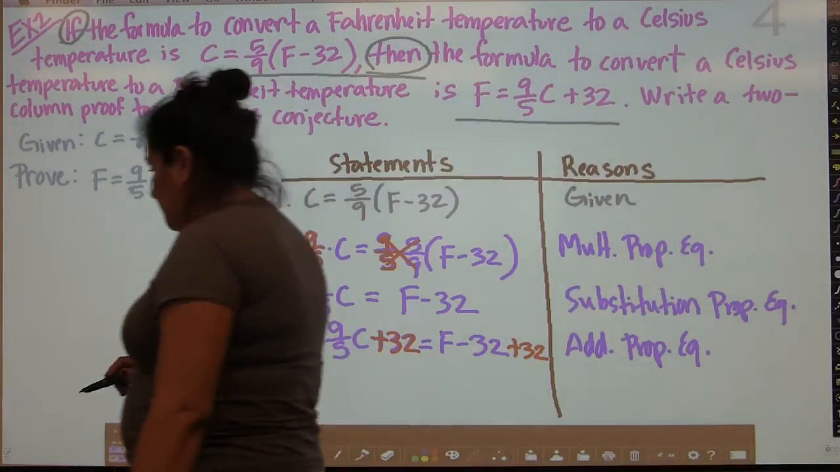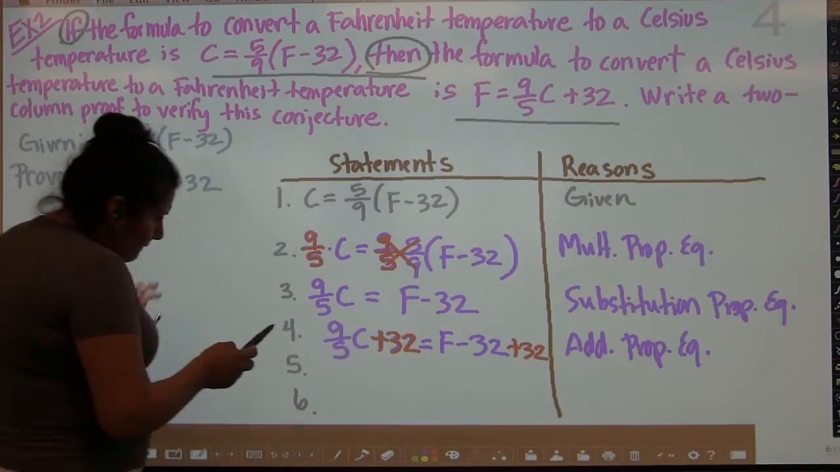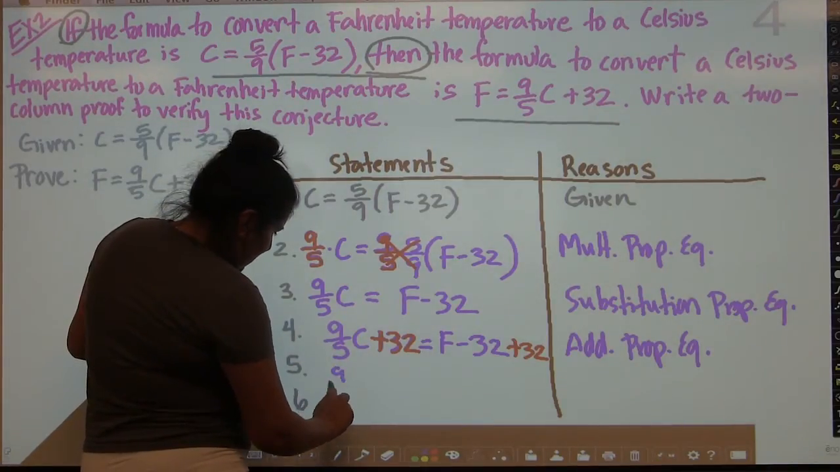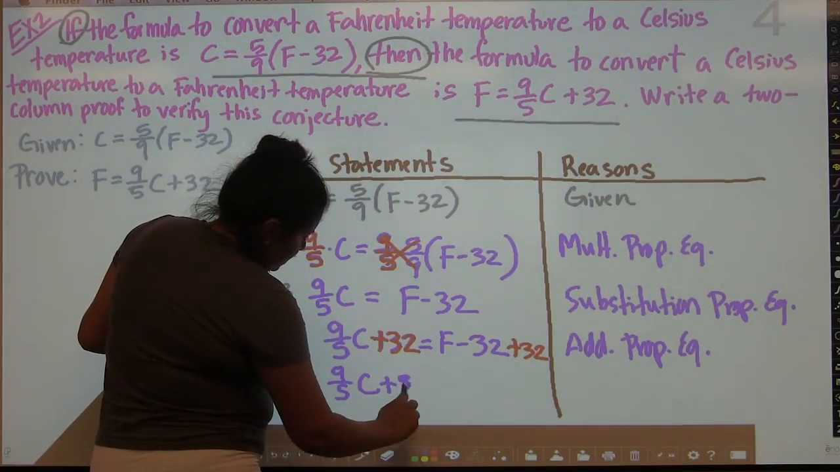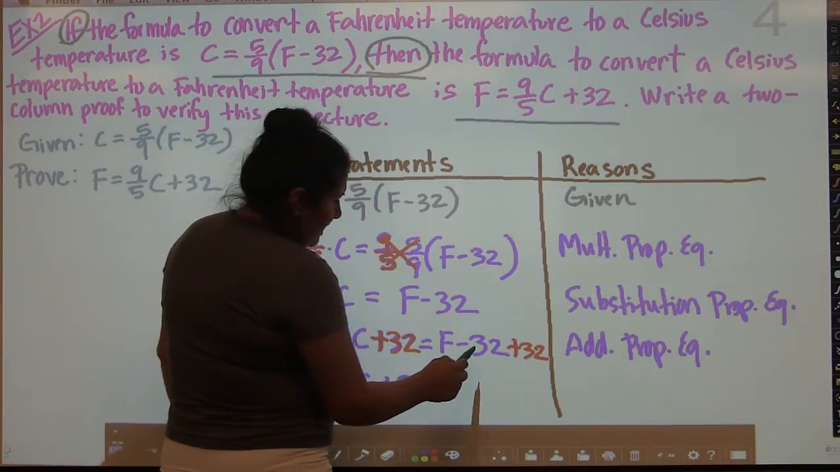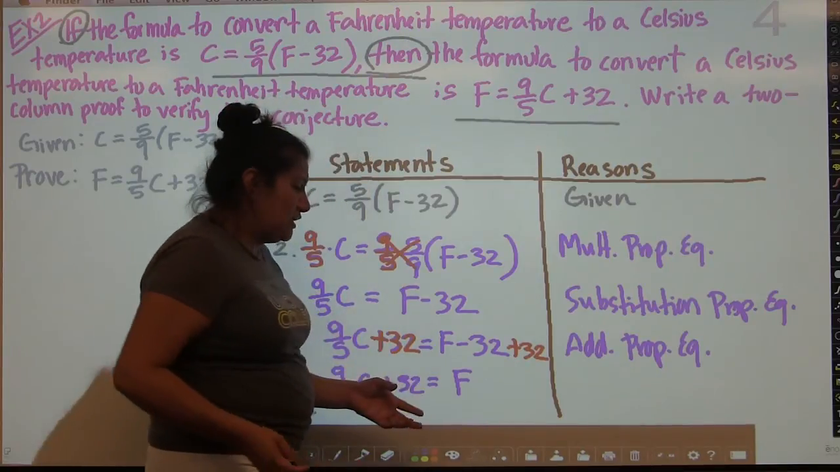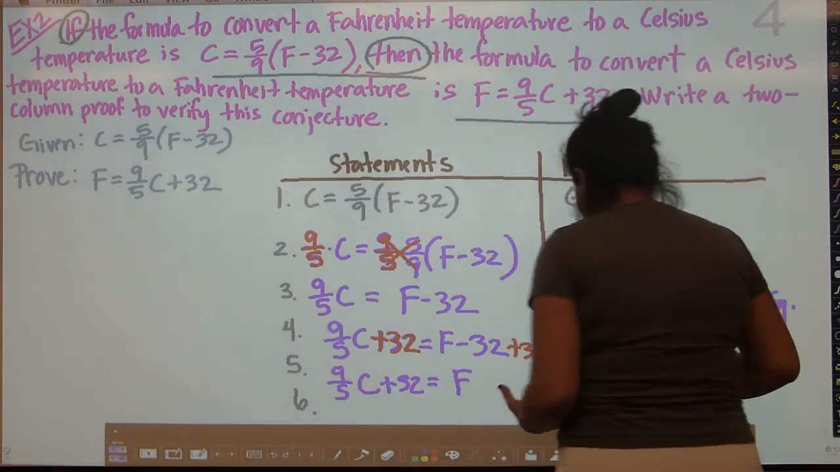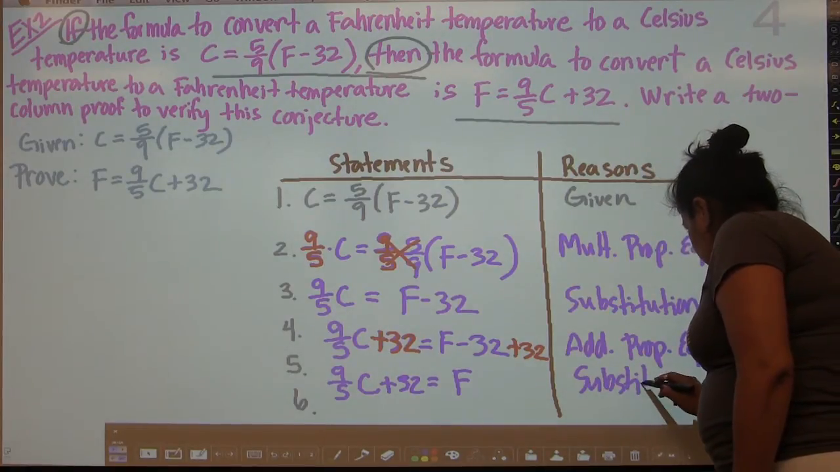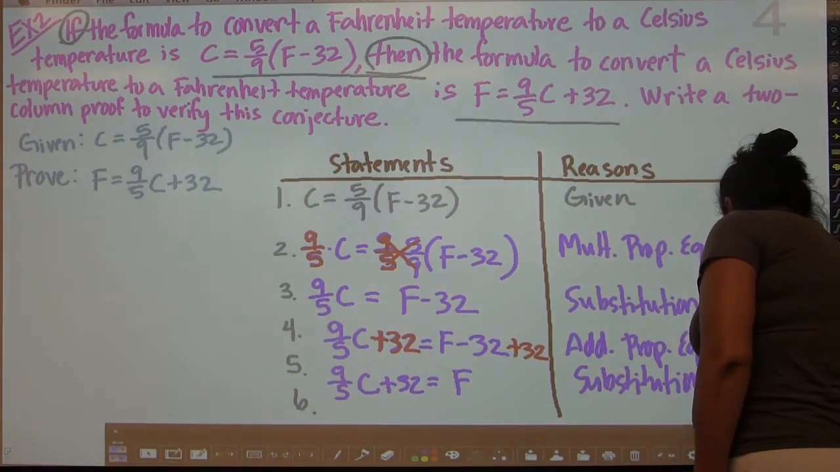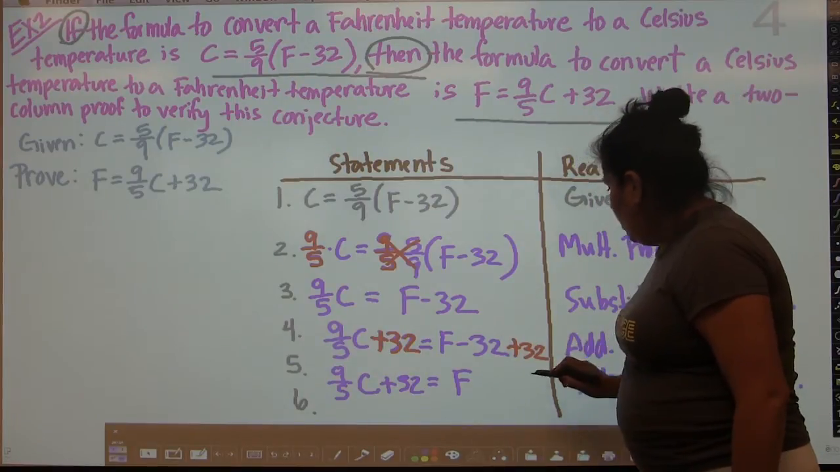Okay? And then my fractions are getting kind of crazy there. But my next thing is to substitute. So I'm going to have 9/5 C plus 32. And over here, we're going to get negative 32 plus 32, which is 0. And so we're going to replace the negative 32 plus 32 with what it equals, which is 0. And so that's, again, substitution property of equality. So I'm replacing this piece right here with 0.